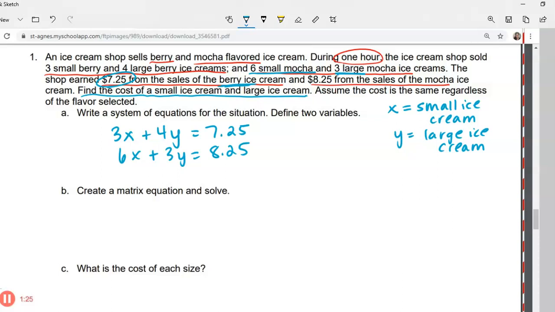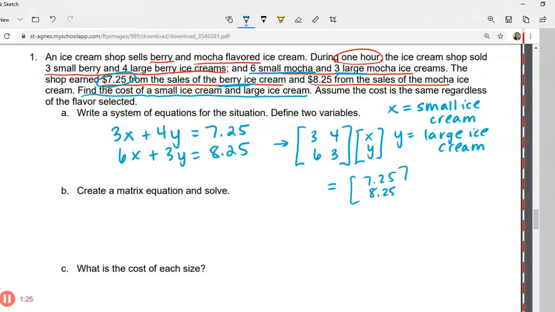Now, like I tried to explain about inverse matrices, I guess you would get a calculator, because we want to solve it. So when I take this information for this system, here's my coefficient matrix, 3, 4, 6, 3. Here is my variable matrix. And again, I ran out of room, but I'm just going to put it down here. And here is my constant matrix, which is the costs, the 7.25 and the 8.25.